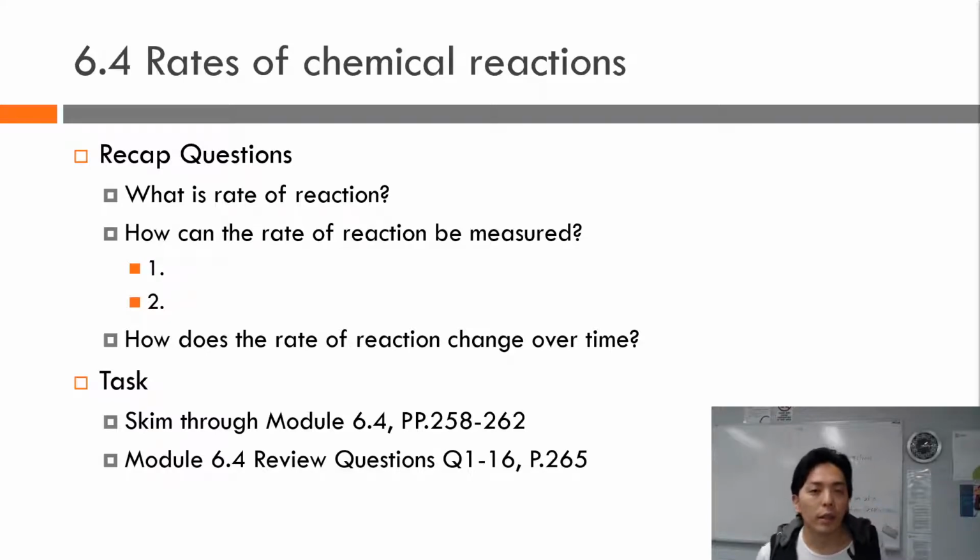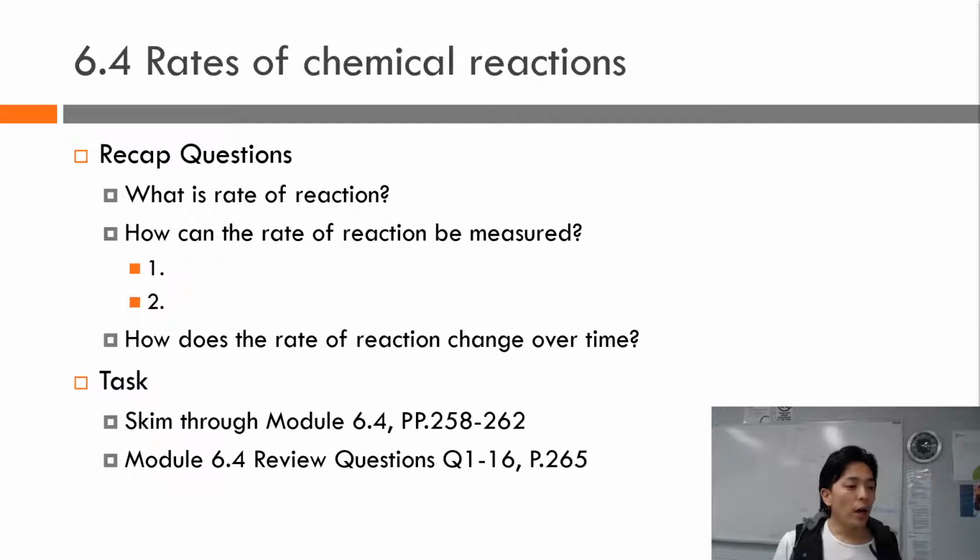Time is firstly the thing. You could also look at how things are being consumed or generated by measuring amount of gas, for example, or by measuring the weight loss if things are getting lost. You could also look at the change in pH value or amount of light in a given amount of time, but time is definitely one factor. So it says 1 and 2, but there could be more than 2.